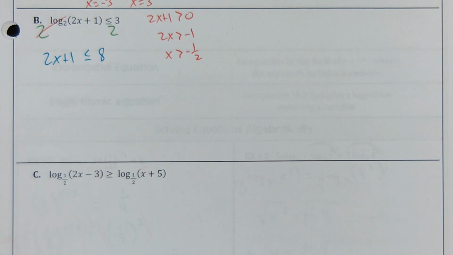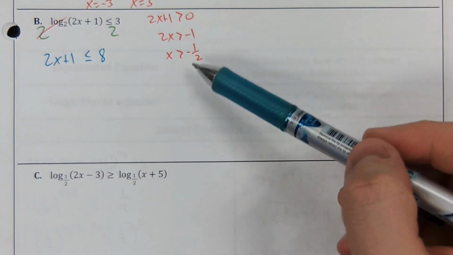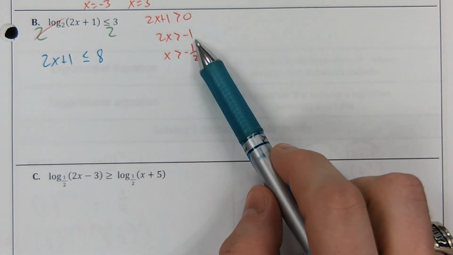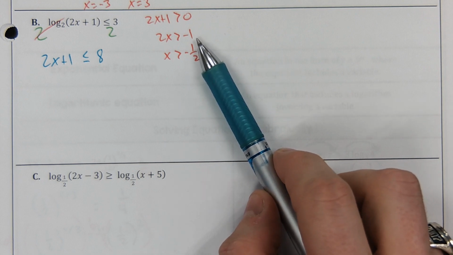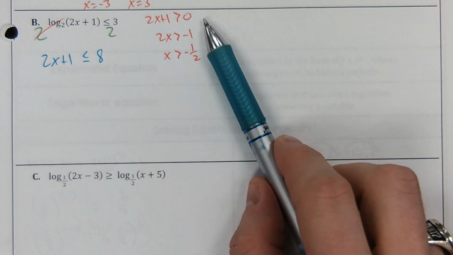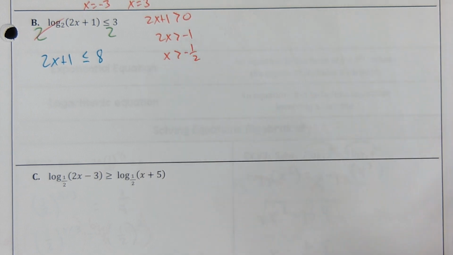Yes, Charlie? Why didn't the sign flip? When? You mean here in red? Yeah. Because I divided by a positive number. The only time you flip your sign over is if you multiply or divide by a negative. But adding and subtracting won't change it. So it's strictly this multiplying and dividing by negatives that flips our symbols over, okay?